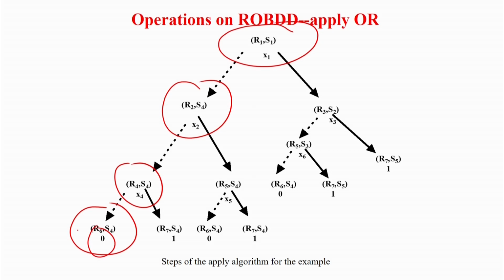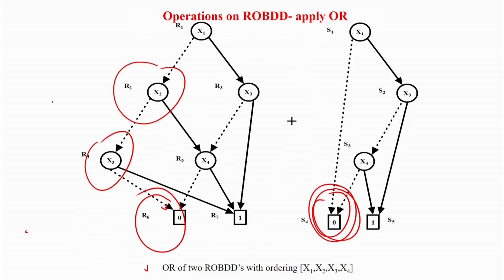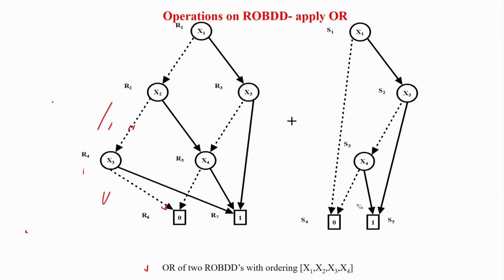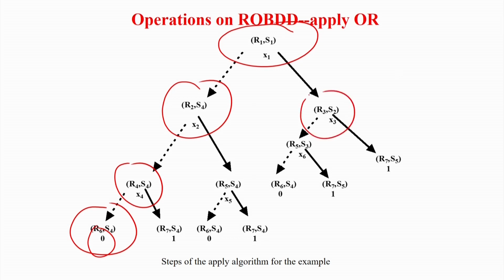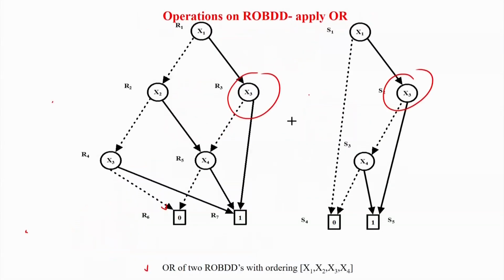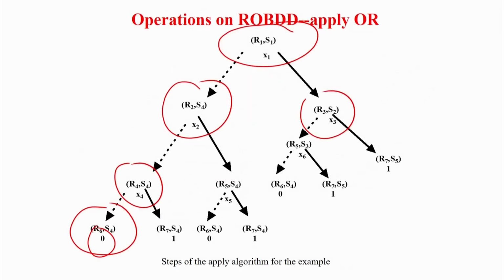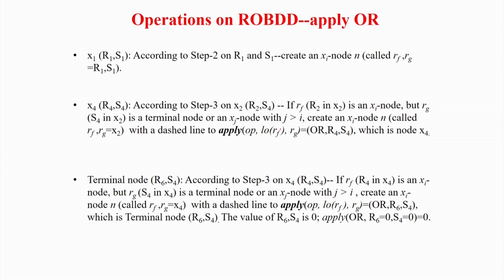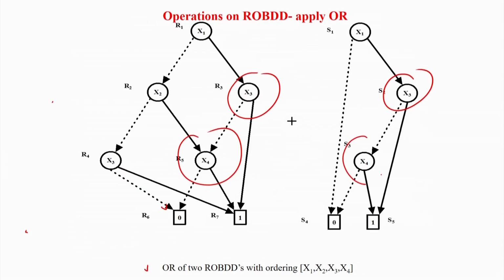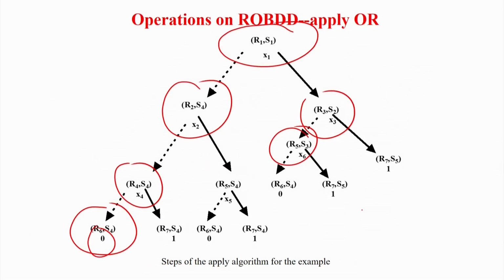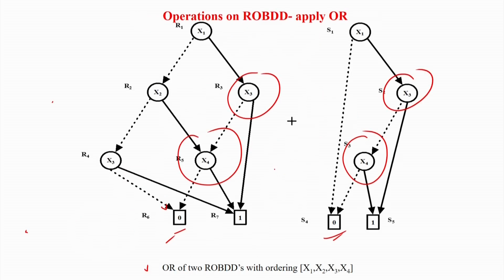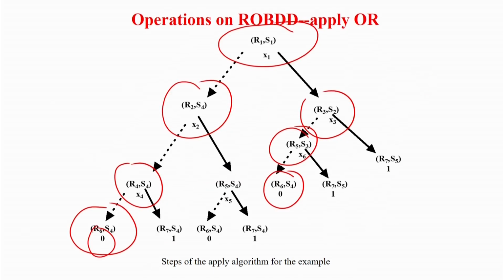The right-hand side, I already told you, is a very normal way of building the tree. You can see the right side is R3 and S2, same level. Then this is R5 and S3, and then again it will be R6 and S4. Same level, R6 and S4. Both are basically 0, so 0 or 0 is 0. So this is a 0.